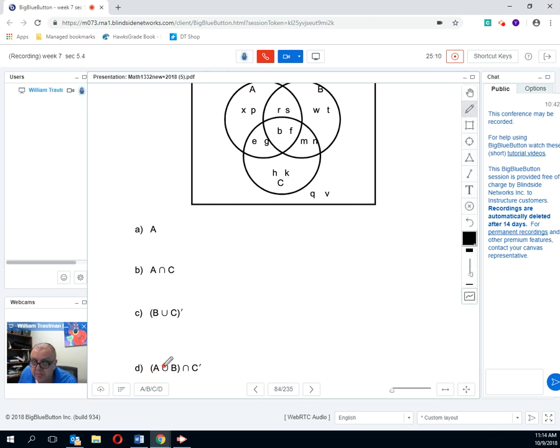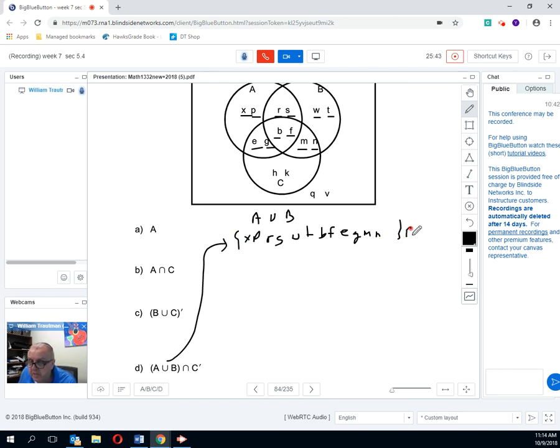A and B. I was doing A and C, I think. A marriage of A and B, a union A, union B. So everything in A and B, these are all the numbers in A and B: X, P, R, S, W, T, B, F, E, G, M, N. Those are all in A and B.